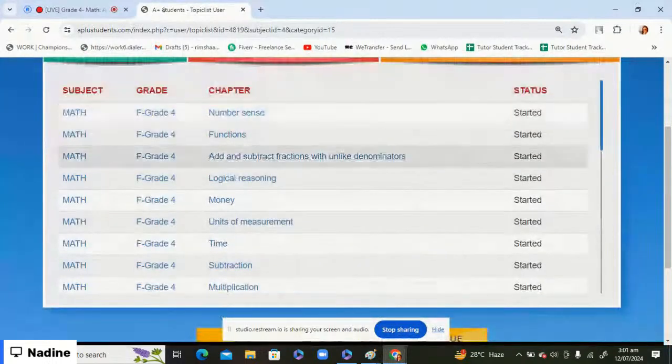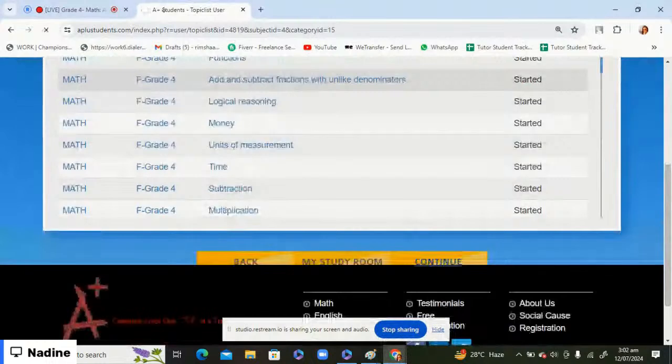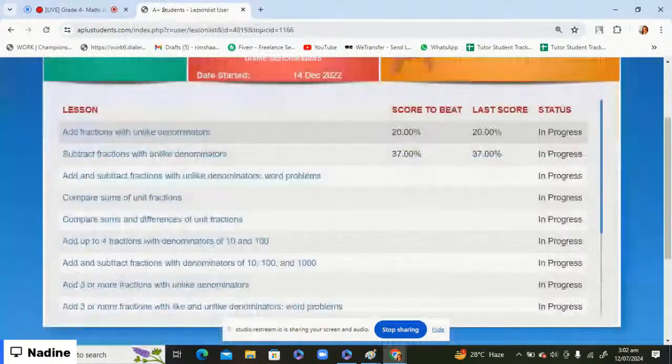Okay, so today we are on add and subtract fractions with unlike denominators. Just continue, and here is the list of the lessons. So first today we start with add fractions with unlike denominators.